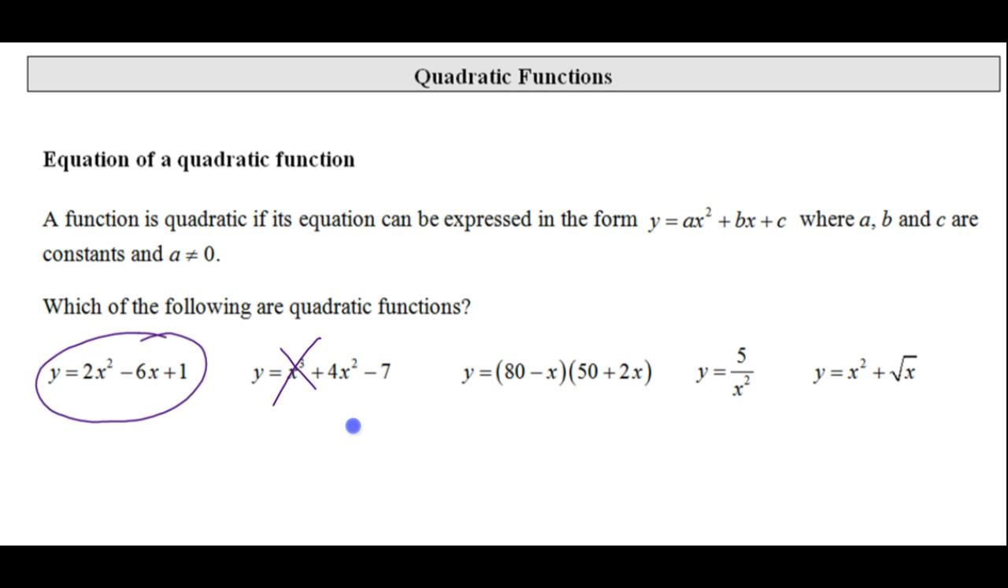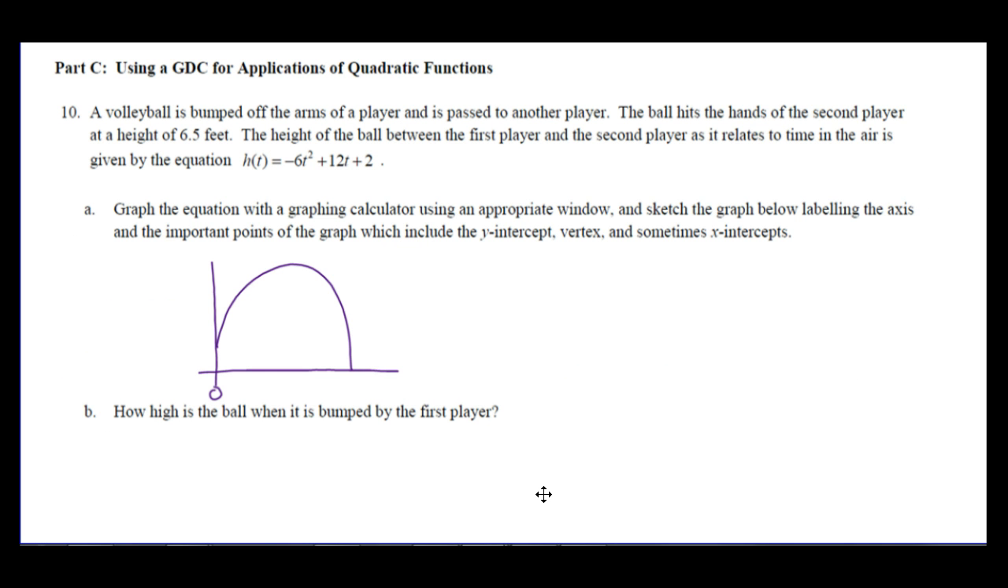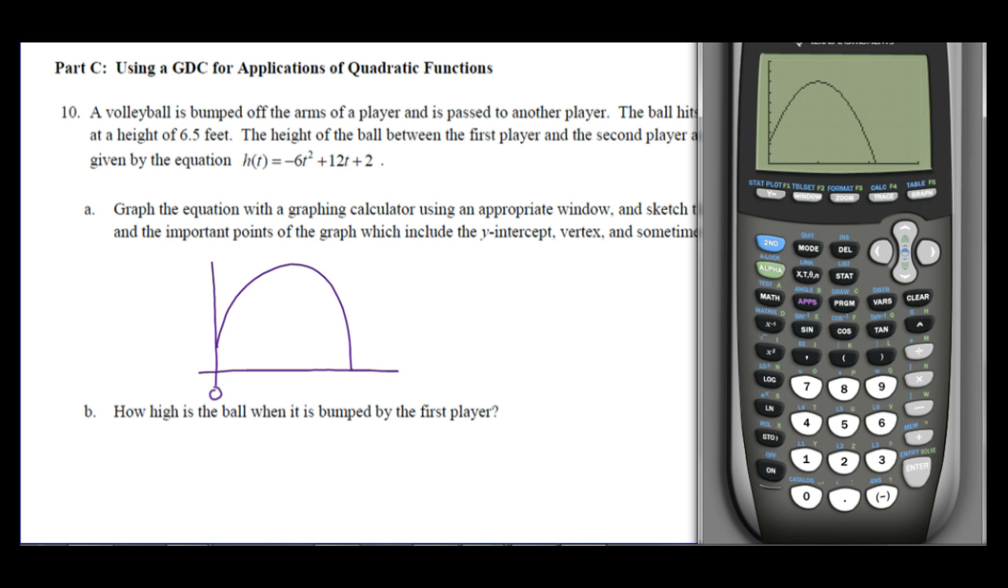Is this a quadratic function? No. What happens if I multiply this out? Right. No, you can't.